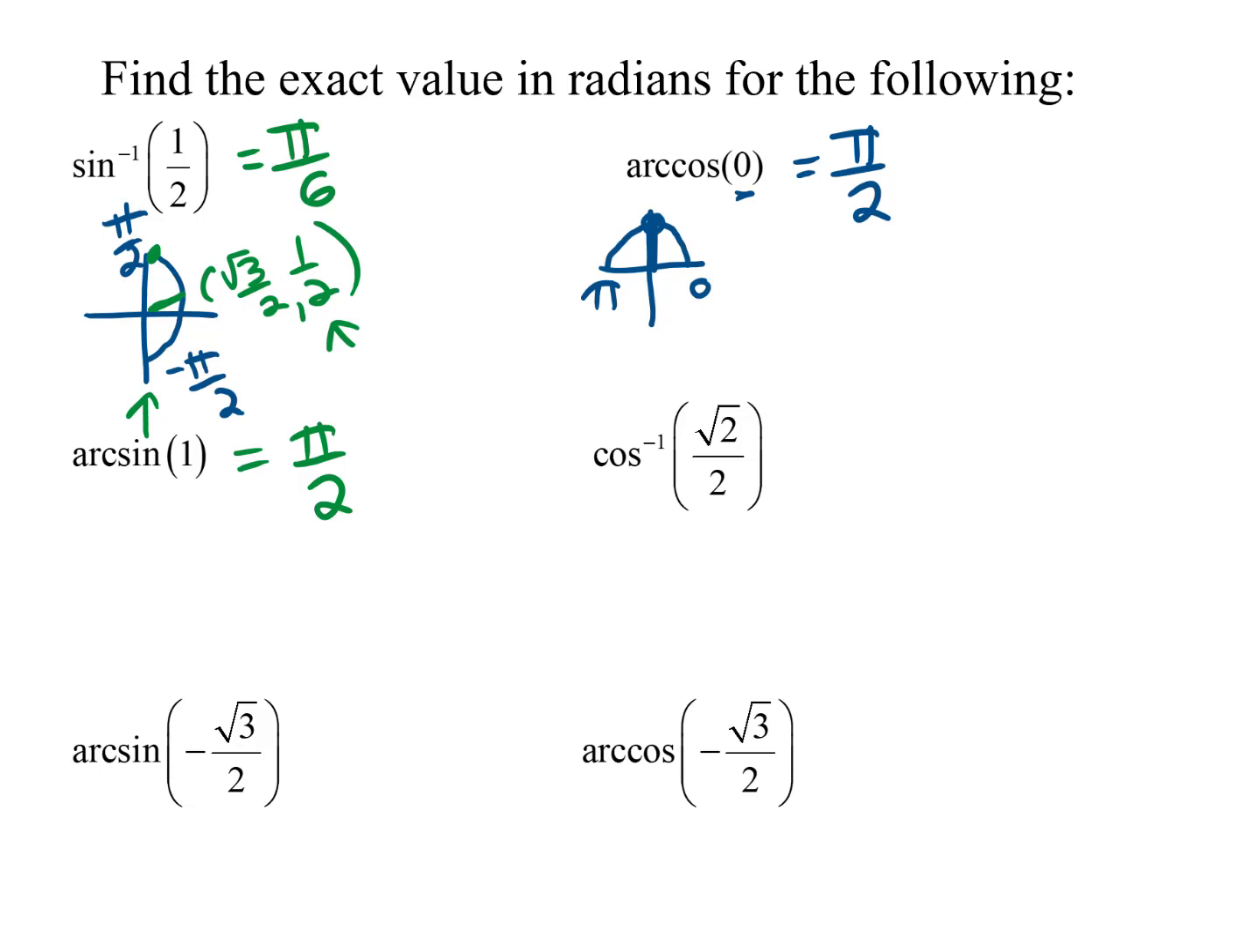And as we look to the next one, cosine, let's go ahead and look above again. It's restricted between 0 and pi. And so when is that value square root 2 over 2, which is right here in the middle? That would be at pi over 4.